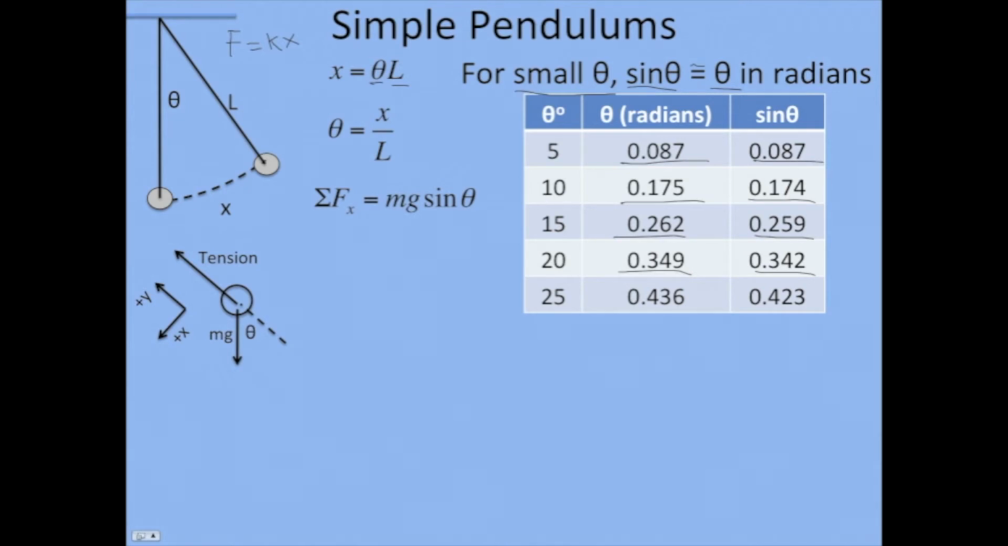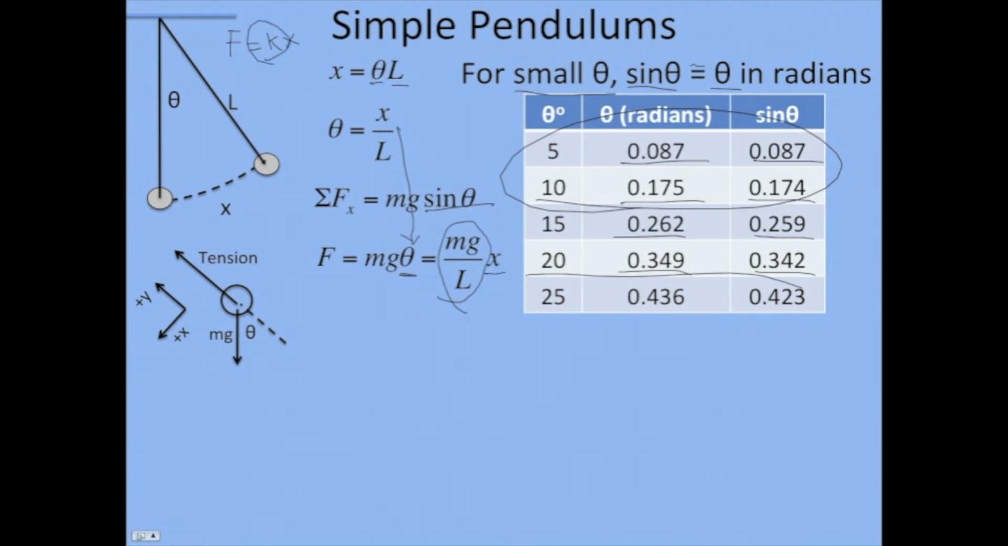So if you restrict your angles to small theta, and that depends on how much error you're willing to accept, theta in radians and sine theta are the same thing. Definitely within 10 degrees, that's a pretty good assumption. They usually say out to 20. There's no hard and fast rule. So that means I can replace sine theta with theta. And then up here, theta is x over L. So if I put that in there, I get mg x over L, and mg over L is a constant times x, just like the spring mass system.